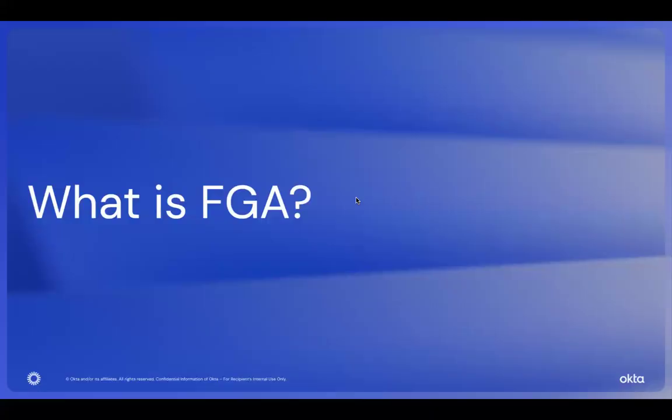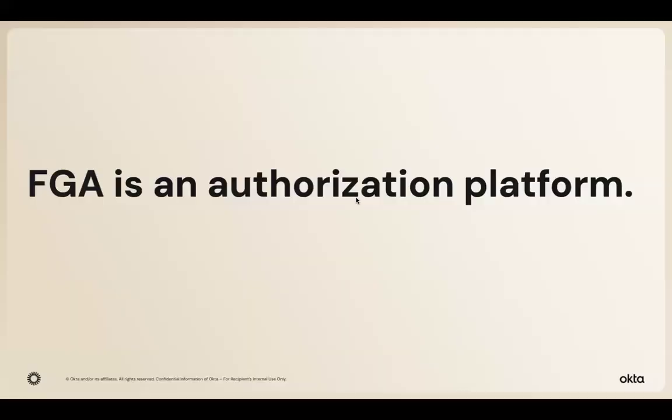So what is FGA? If I can summarize FGA in one statement, it will be this: FGA is an authorization platform. FGA, if you don't know already, means fine grain authorization. It's the new platform that Okta created for authorization. FGA has nothing to do with authentication. It works only for authorization. So where's FGA in the architecture of your authentication and authorization of your app?